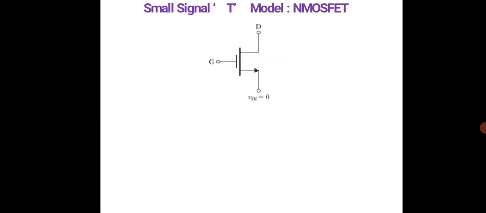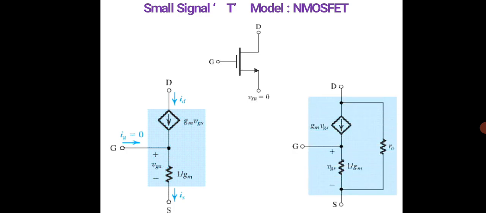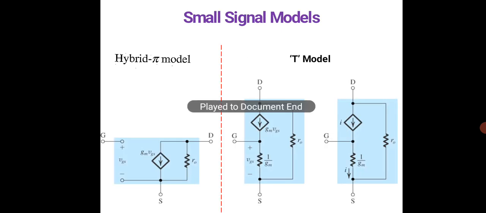Similarly I can represent a T model. As we have seen in the BJT, here it represents a T model. You can see the circuit has been replaced with a T type, and here this is for the P type and the N type MOSFET. So these are the hybrid pi model, and this is the T model represented.